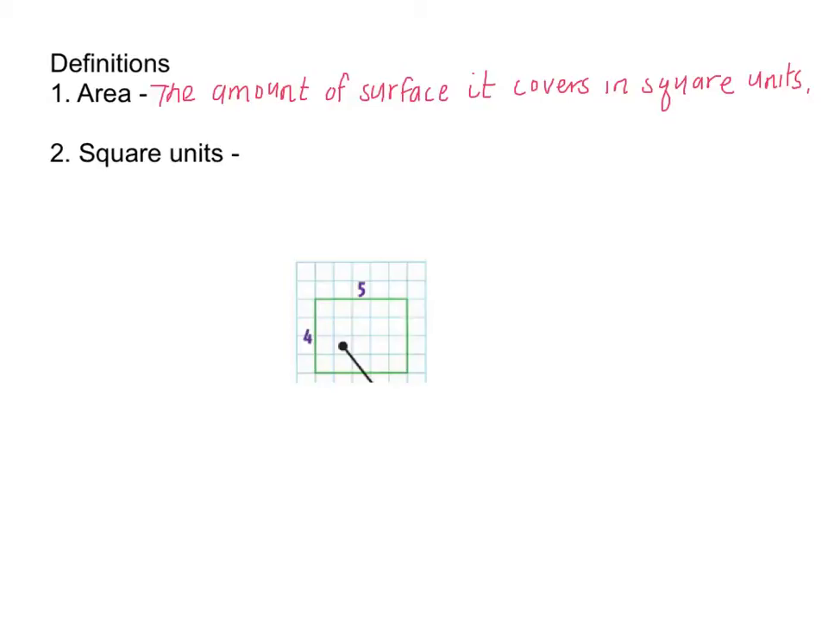So what are square units? Square units means it's measured in plane, that means flat squares. So these would be examples of square units.